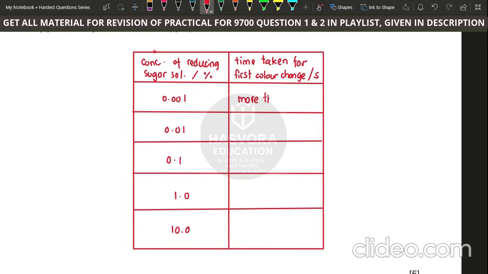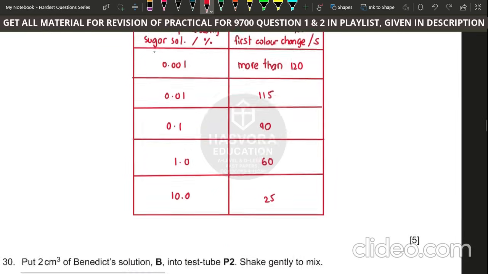So let's take more than 120 for this one, and let's take this one as 115 seconds, this one as about 90 seconds. Okay, so it will be good. So 90 seconds, and the 1% as 60 seconds, and this one as 25 seconds. Okay, this will be good.